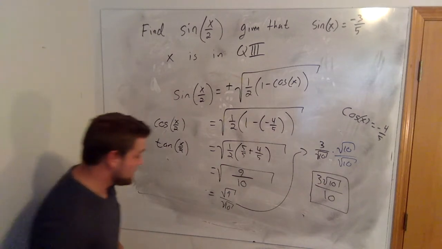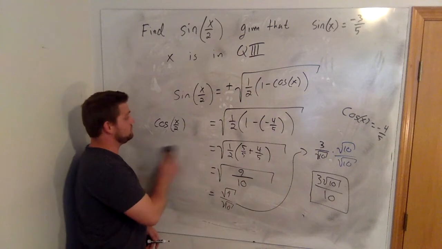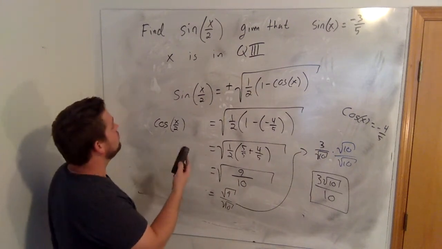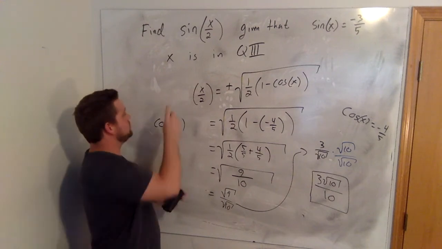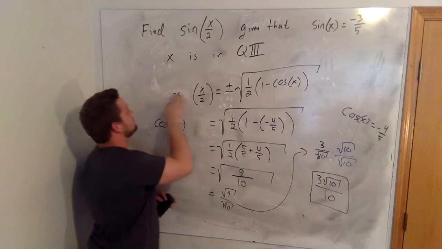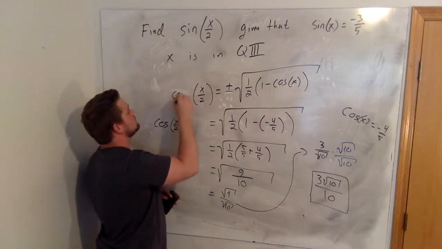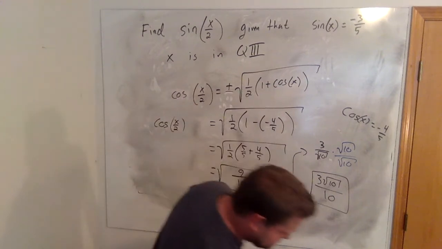Okay, let's do it. We just need to make a few adjustments here. Let's first find cosine of x over 2. So we'll want to actually have the cosine of x over 2. Keep that plus or minus there. Now the only difference in the formula is there will now be a plus here.